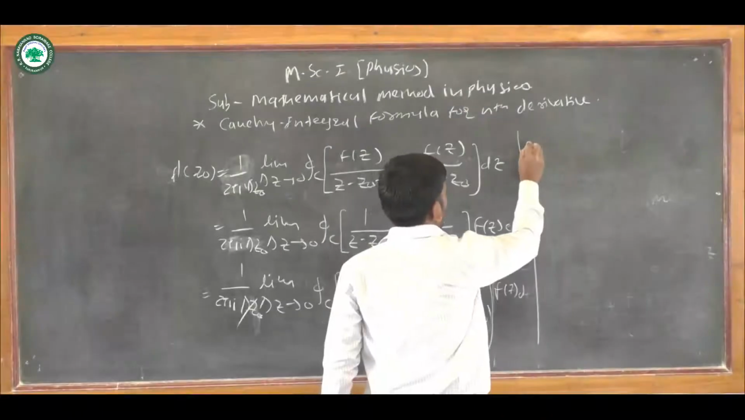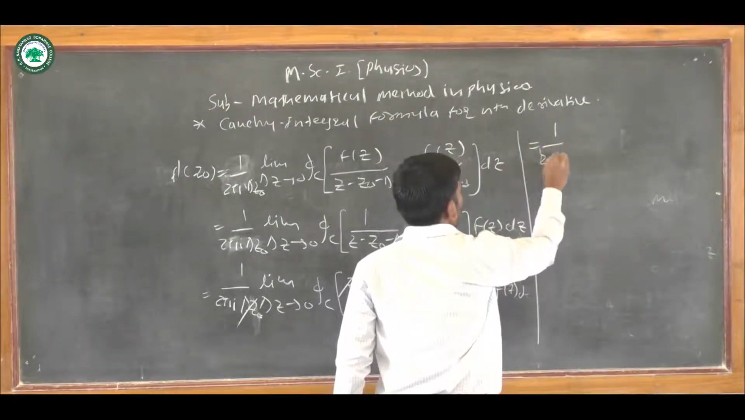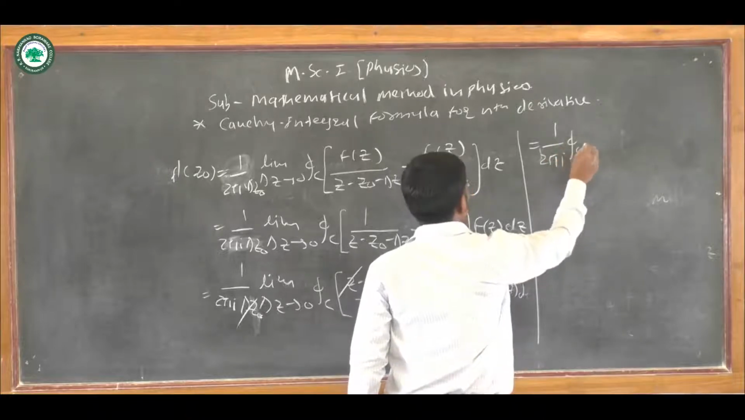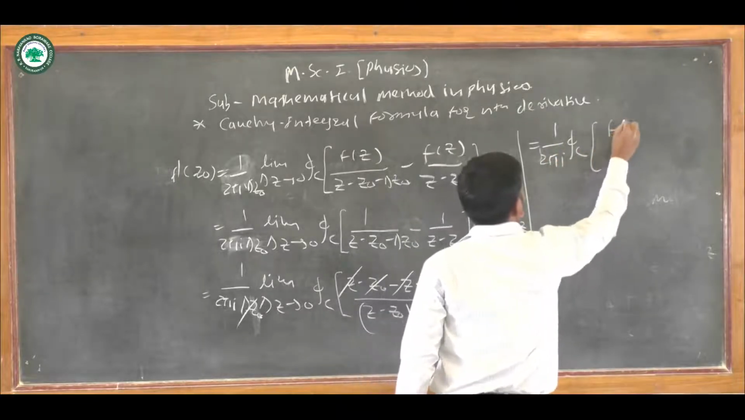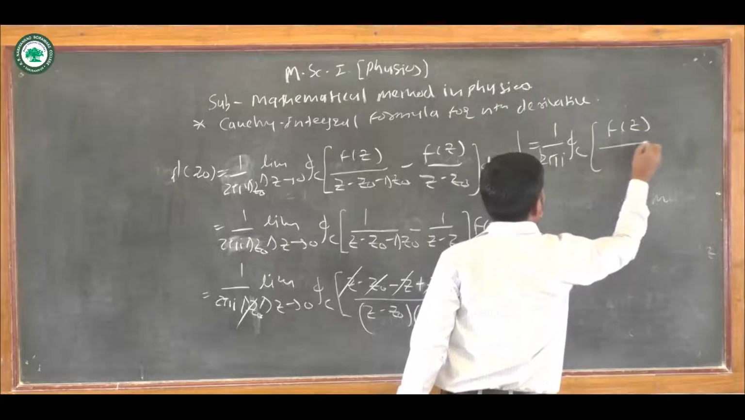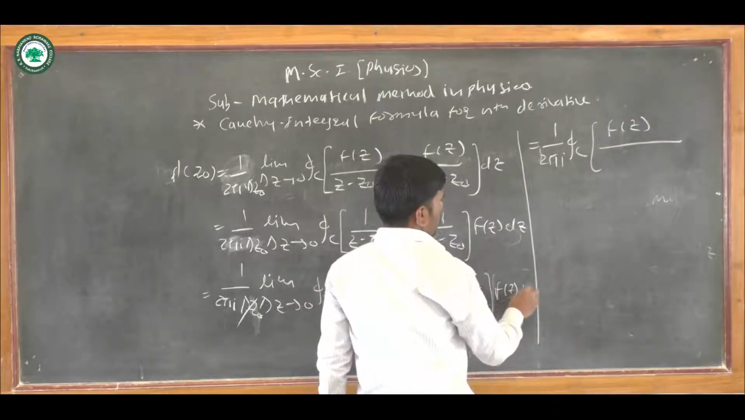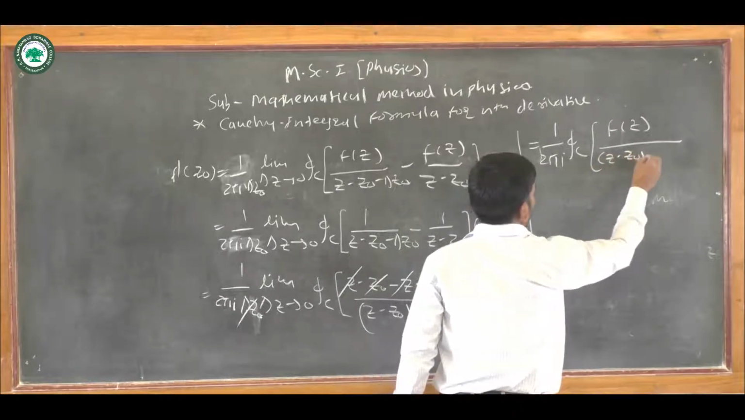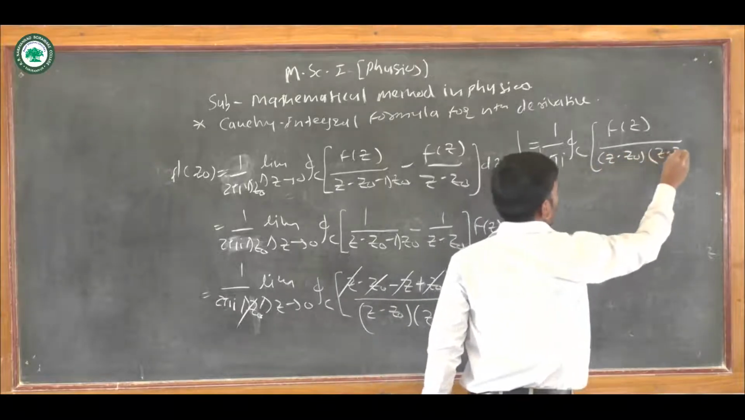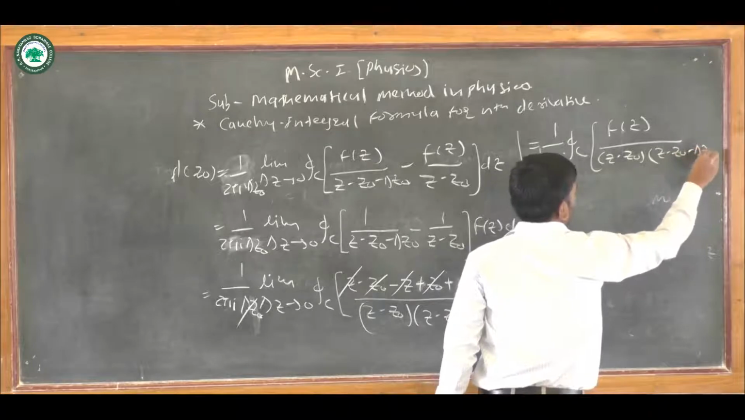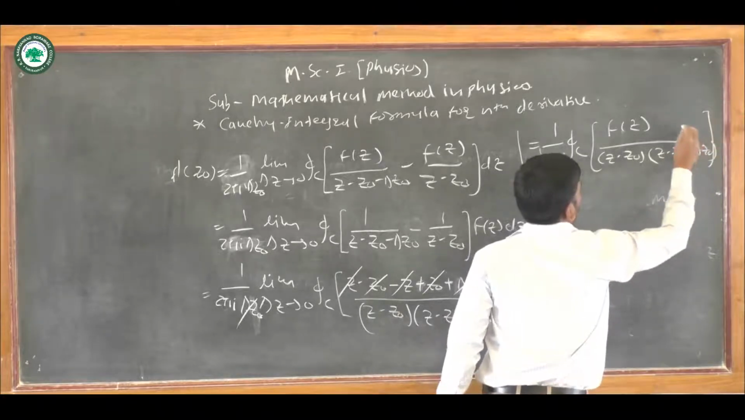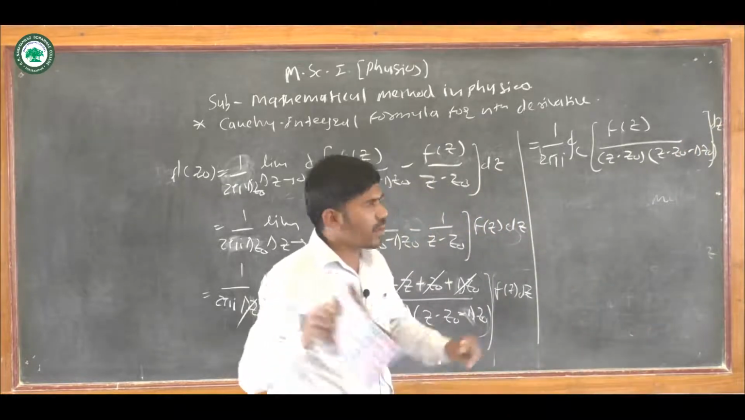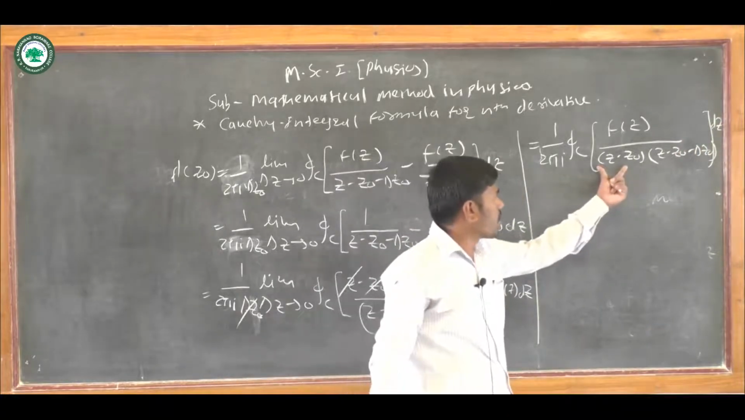Okay, so now the expression for this f prime is f prime z naught equals 1 by 2 pi iota closed integral over C of f of z divided by z minus z naught into z minus z naught into dz. Okay, so just I am considering this denominator.